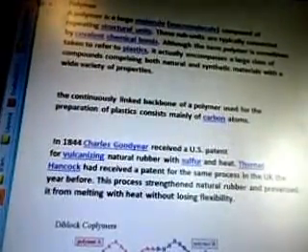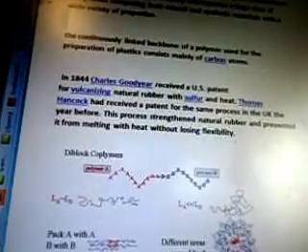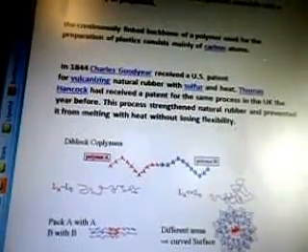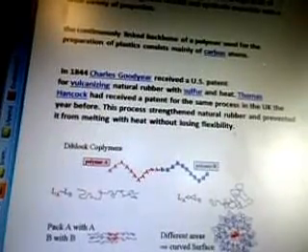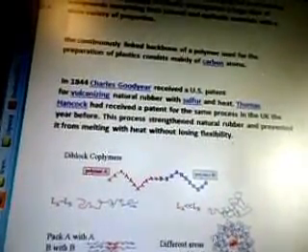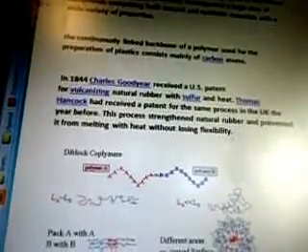In 1844, Charles Goodyear received a U.S. patent for vulcanizing natural rubber with sulfur and heat. Thomas Hancock had received a patent for the same process in the UK the year before. This process strengthened natural rubber and prevented it from melting with heat without losing flexibility.